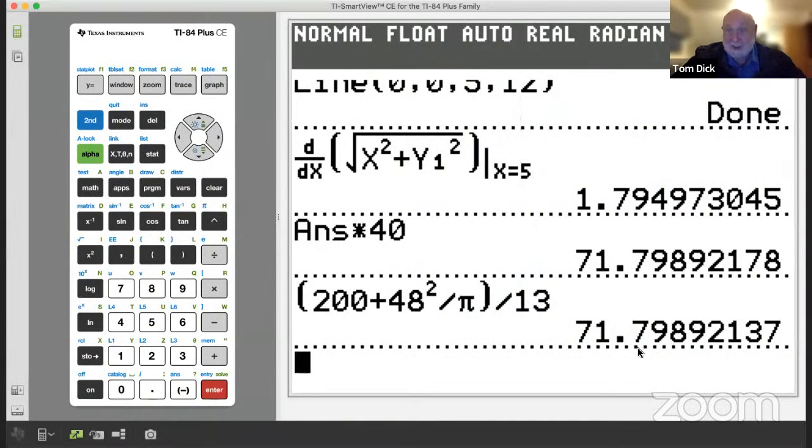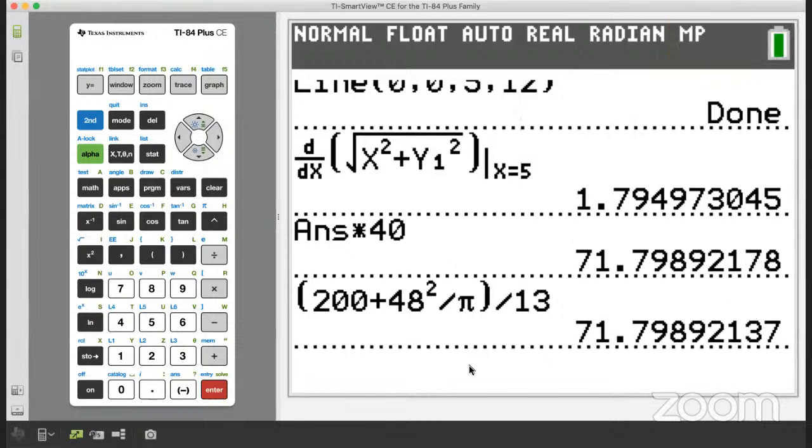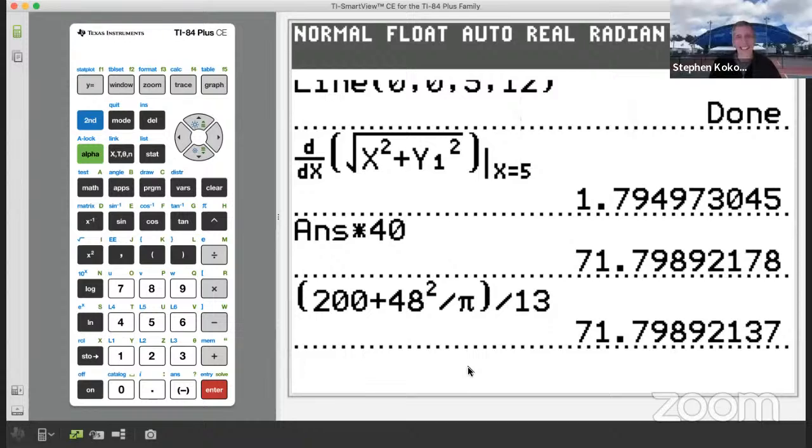I'll share my screen and go back to the 84. By the way, there's that numeric check of number 1. How about that? And it came out pretty darn close. There was only a little bit of a difference in the last 2 decimal places there. Pretty amazing.